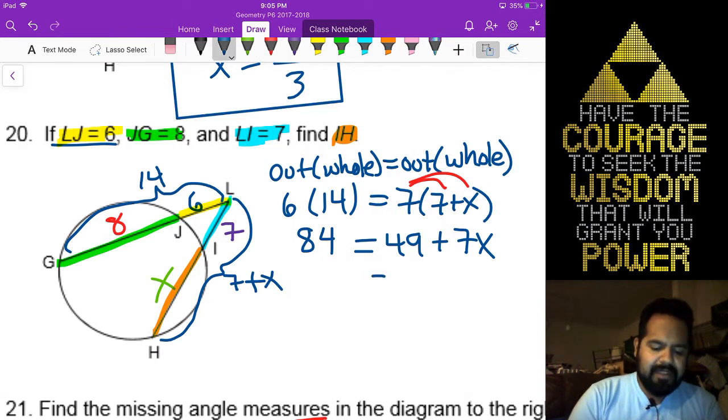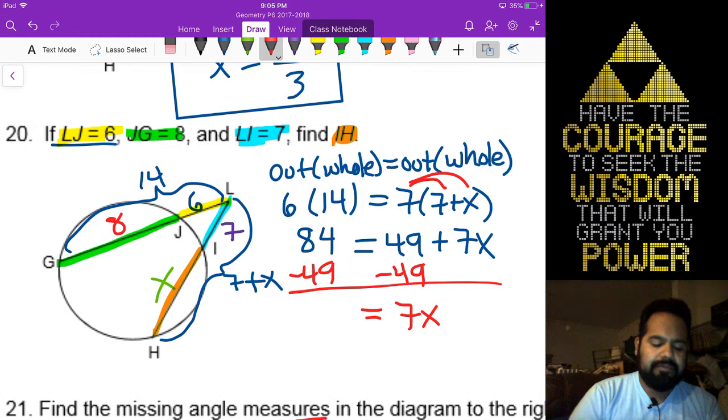And do it right. So we're going to go ahead and subtract that 49. So 7x equals 35.